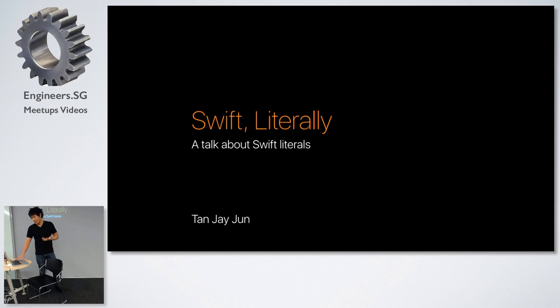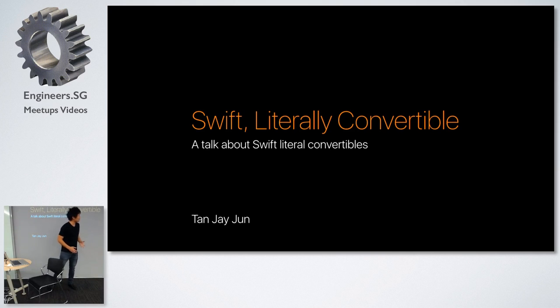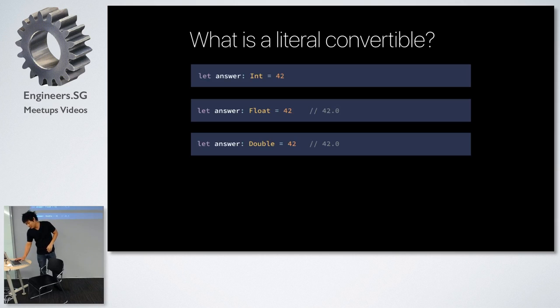So today my talk is about literal convertibles. So not literals, but Swift literal convertibles. So what are Swift literal convertibles? Now back to this slide, as you can see, we now know that a literal type is different from a Swift type, right? We can coax it. So here when we say it's a float, you'll cast it in a float, it's a double, and you'll cast it in a double. Not that it really matters here because an integer literal doesn't have precision.